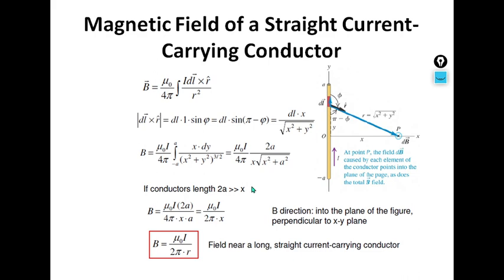So if I neglect x, then I can find out that B is equal to mu 0 I by 2 pi r. So this is the field near a long straight current carrying conductor. We want to find the field near a long straight current carrying conductor, and what I am getting is mu 0 I by 2 pi r. Now Biot-Savart's law you can use for every case. Any case you can take, you can apply Biot-Savart's law.